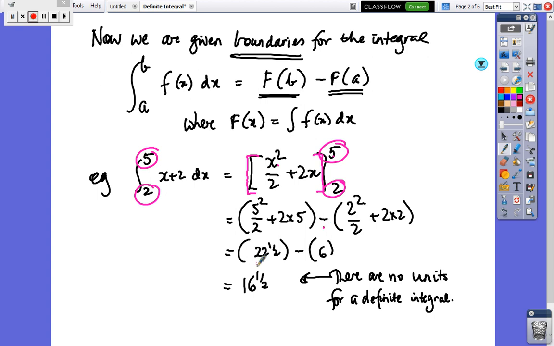So you end up with straight calculator skills, 22.5 minus 6. I don't think I made a mistake. So the answer is 16.5. And there are no units. The definite integral has no units, so don't worry about that. So copy that down.